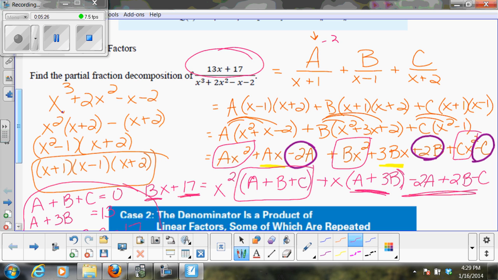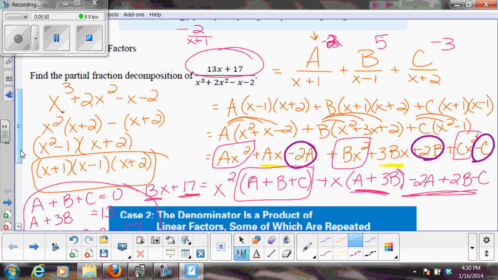A is negative 3, no, that's not true. A is negative 2, because my numbers are backwards. A is negative 2, B is 5, and C is negative 3. So this is really equal to negative 2 over x plus 1, plus 5 over x minus 1, minus 3 over x plus 2. And if you actually try to combine those 3 fractions together, you will get this original function.